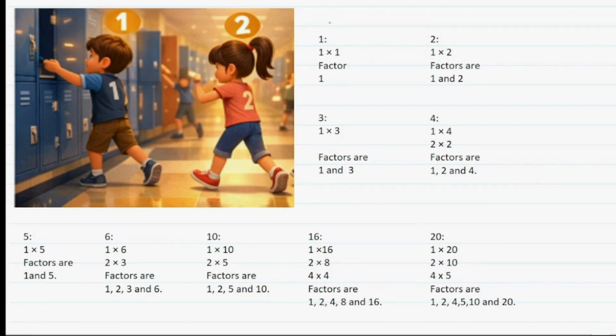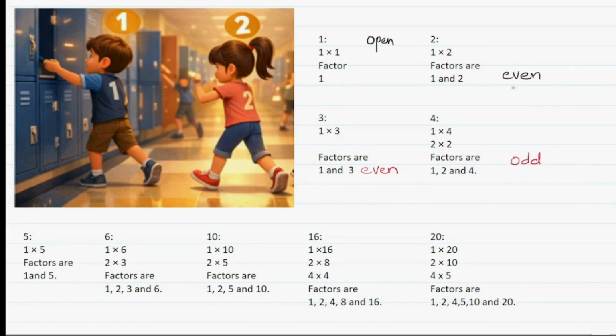Now first student, so this will be open. Now second number 2. How many factors are there? 1 and 2. So even number of factors. Now number 3, how many factors are there? 1 and 3. So even number of factors. And number 4, this is 1, 2, 4. So odd number of factors.